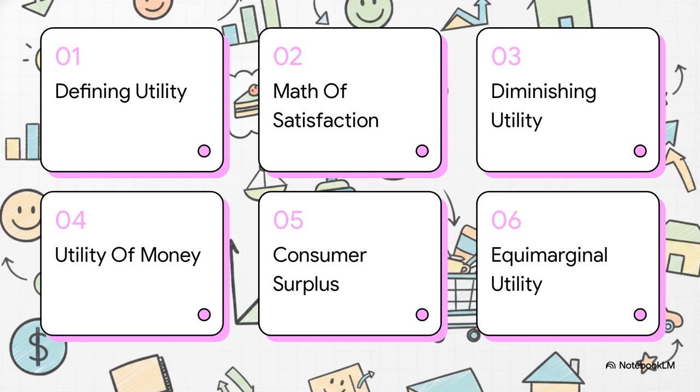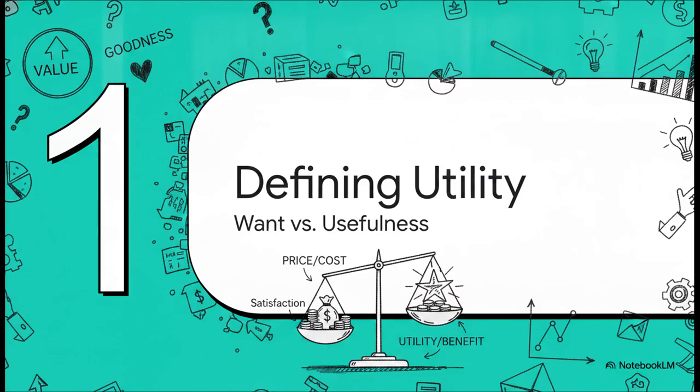We're going to cover 1. Defining the utility concept. 2. The math of satisfaction. 3. Diminishing marginal utility. 4. The marginal utility of money. 5. Consumer surplus explained. And 6. The equi-marginal utility law. All right, let's jump straight into Section 1, defining the utility concept, satisfaction versus usefulness.